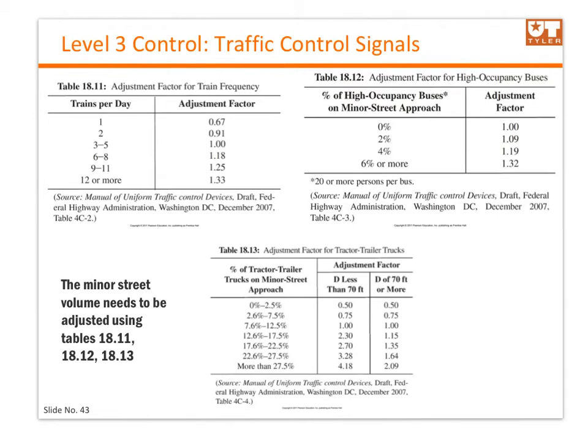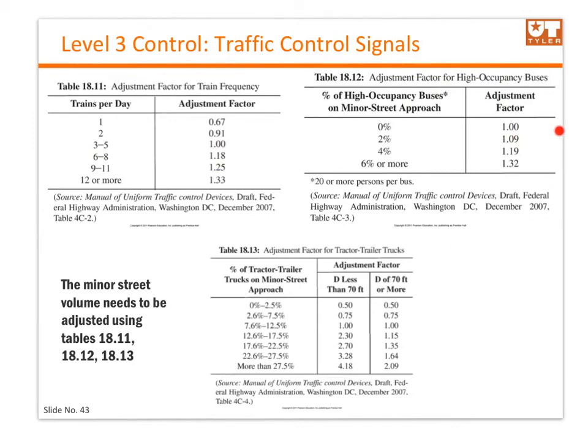The first assumption is that I have trains per day equal to 3 to 5. If I have 3 to 5 trains, then the correction is 1. That correction, basically, is for the minor street volume that needs to be adjusted, and that's what I have here. The minor street volume needs to be adjusted using tables 18.11, 12, and 13. So for example, if I tell you that I had 9 to 11 trains per day, this means the adjustment factor now is going to be 1.25 times the minor street volume before I get to the previous two figures.